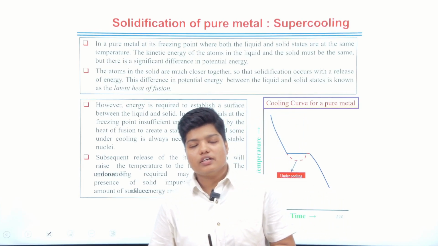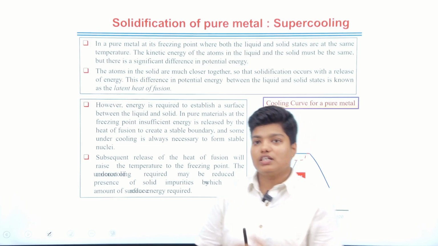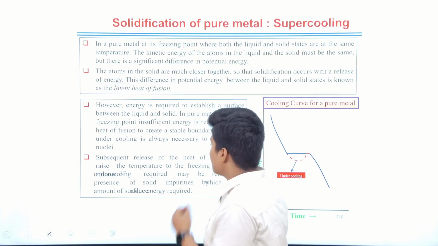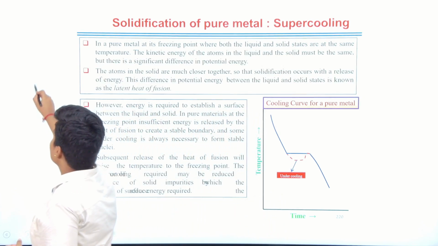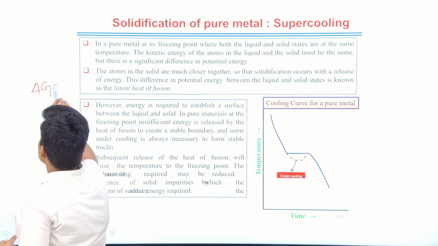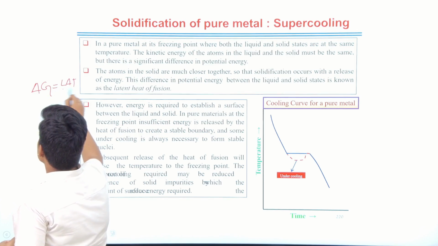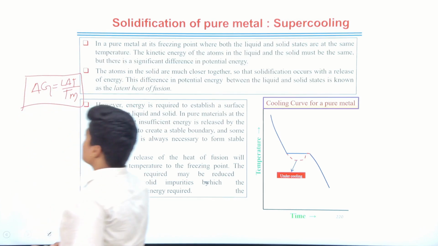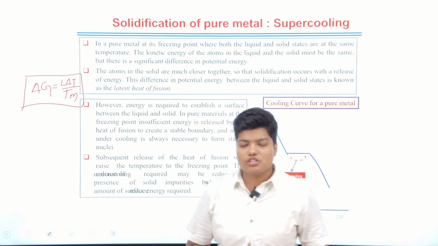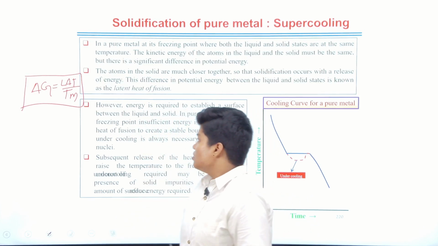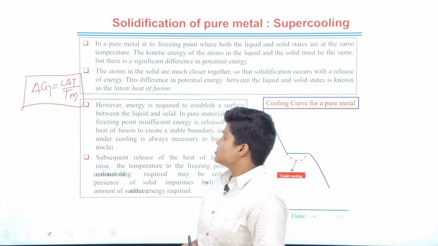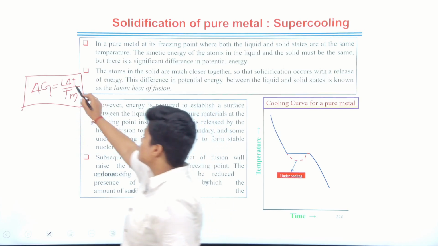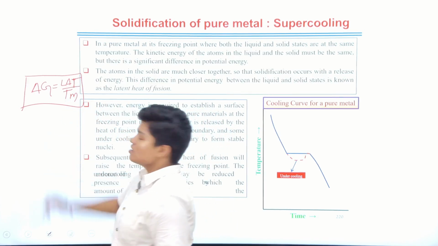Also in former classes we have derived one approximation, that is Turnbull's approximation, and the formula is del G equals L del T by Tm. On the basis of this equation we have also discussed three to four questions. What is del G? That is the change in Gibbs free energy, L is the latent heat of fusion, and del T is the change in temperature. This is T, capital T, and Tm is the melting point.